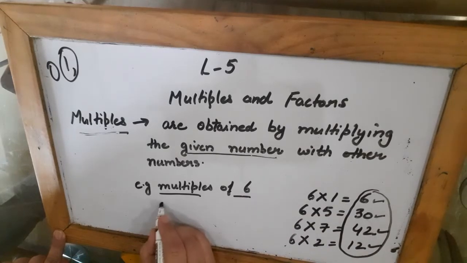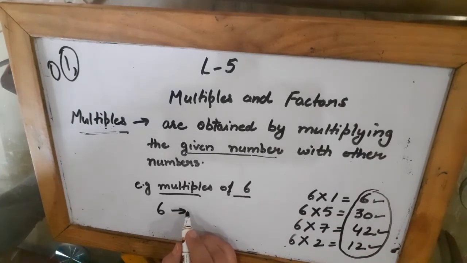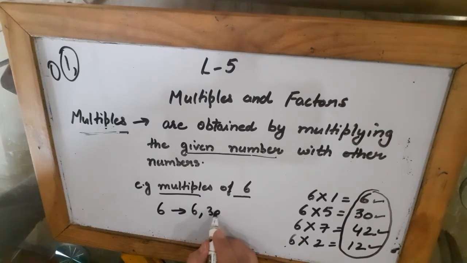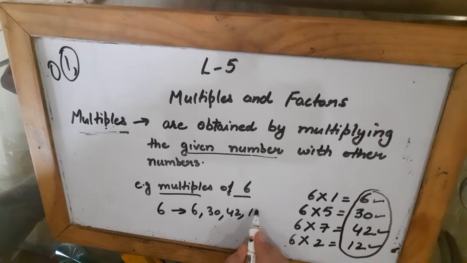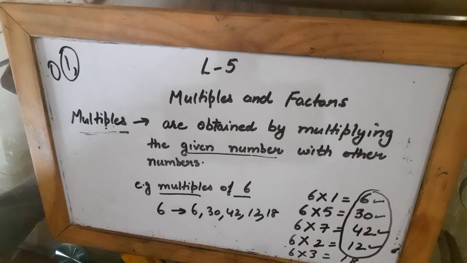So the multiples of 6 are 6, 30, 42, 12 and so on. I can multiply by 3: 6 threes are 18, so 18 also is a multiple of 6. 6 fours are, 6 nines are, 6 hundreds are, 6 two hundreds are. When I multiply 6 with any other number, I get the multiples of 6.